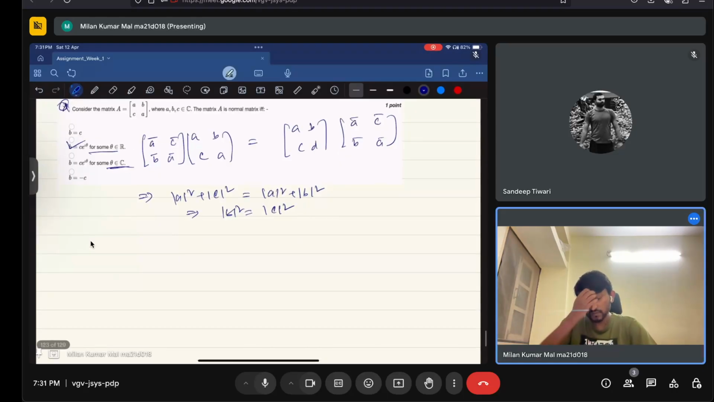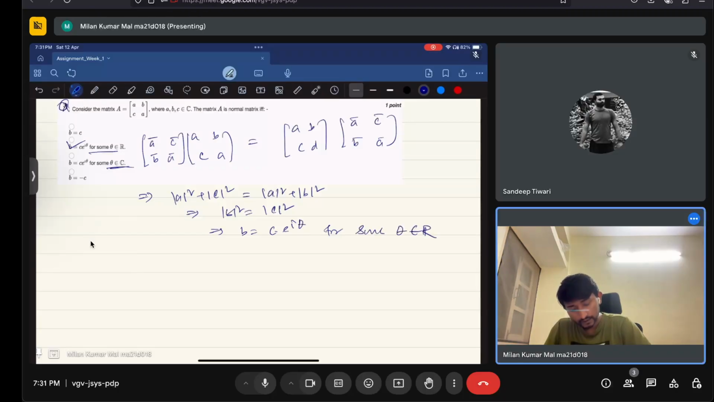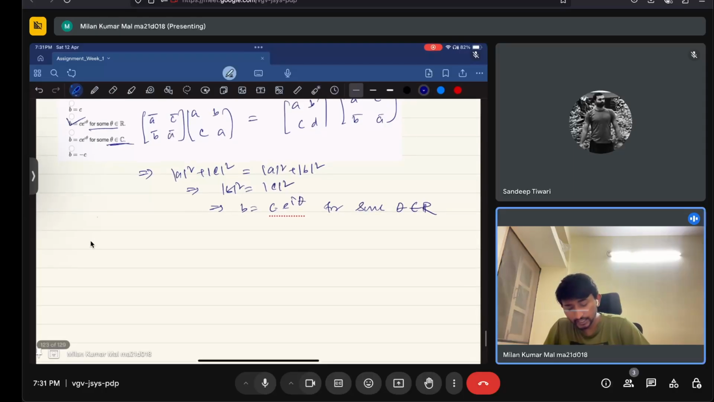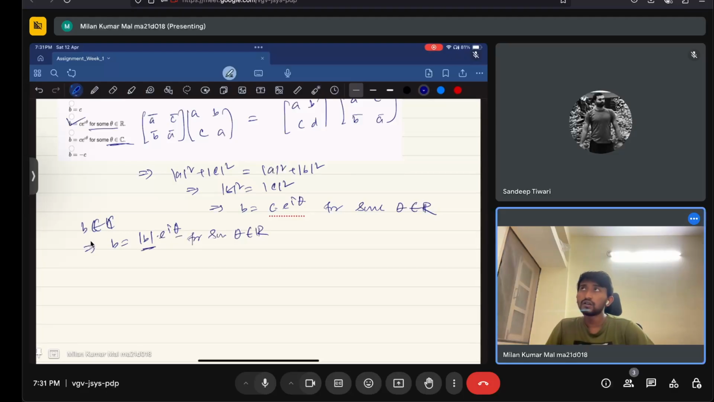Therefore it is saying that B equals C into e to the power i theta for some theta in the real numbers. Why? Because this is very easy. If B is a complex number, then B can be written as mod B into e to the power i theta for some theta in R. This is called polar decomposition, right? Mod B is the magnitude, and theta is the argument.